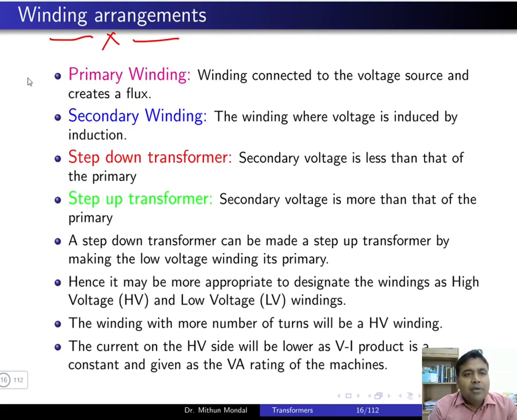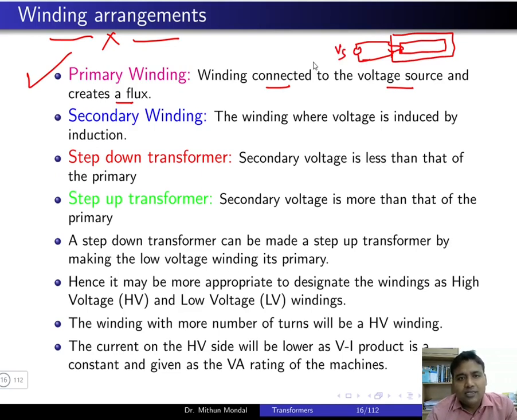So what is a primary winding? The winding which is connected to the voltage source and creating a flux is known as the primary winding. In case of a transformer, again and again we will be drawing this diagram. So this is the core of a transformer, and the winding to which the source is connected is known as the primary winding. And this winding is the one responsible for the production of the flux in the core.